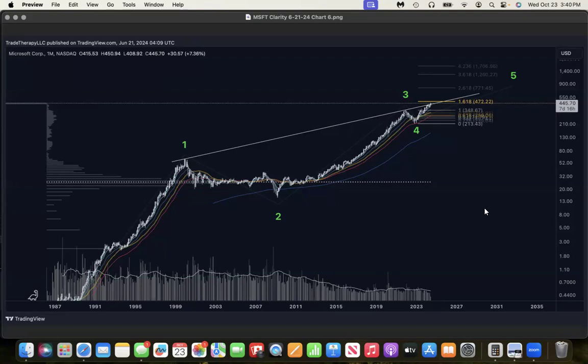We're talking about Microsoft. Microsoft was our Clarity Spotlight last week. It's a great example of using multiple different time frames in your analysis. We are looking at the all-time monthly here for Microsoft. This was taken back in June.